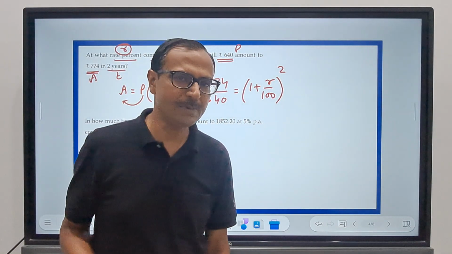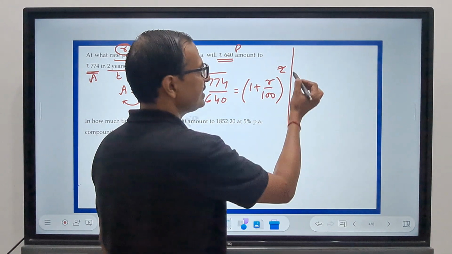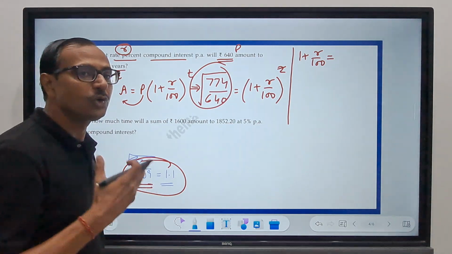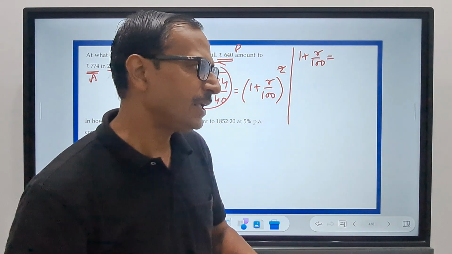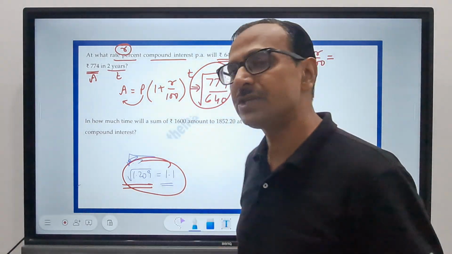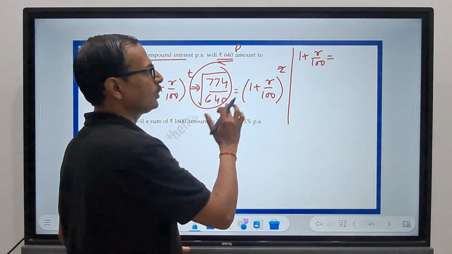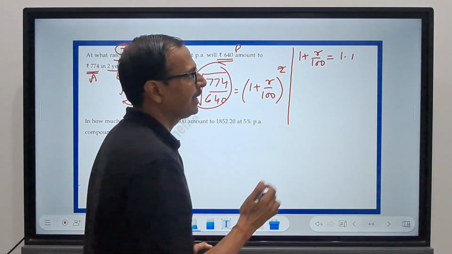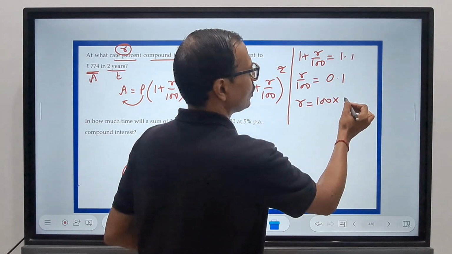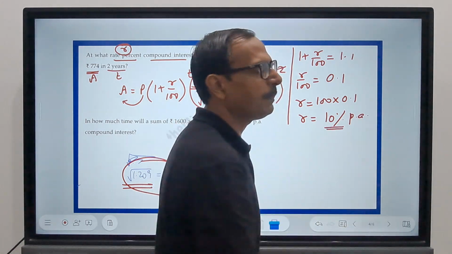Now see, we can't actually solve this. 774 by 640 is going to be a decimal, and when you remove this square, it will become square root. So basically he is helping us by giving us the value of this square root, which is square root of 1.209. So in such questions, normally in the question it will be given to you that square root of 1.209 is 1.1. That is to help you avoid huge calculations. So this square root is 1.1, which is given in the question, and so R upon 100 comes out to be 1.1 minus 1 is 0.1, and if you cross multiply, 100 times 0.1 will be 10%. So the rate of interest is 10% per annum.